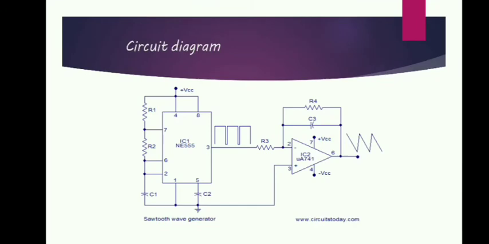A NE555 timer IC is used for generating the asymmetric square wave, and an op amp integrator based on UA741 is used for integrating the asymmetric square wave. Hence, we obtain an asymmetric triangular waveform, which is nothing but a sawtooth waveform.